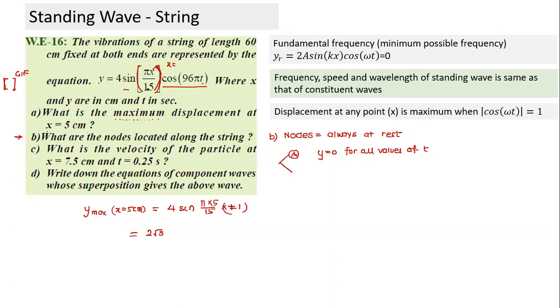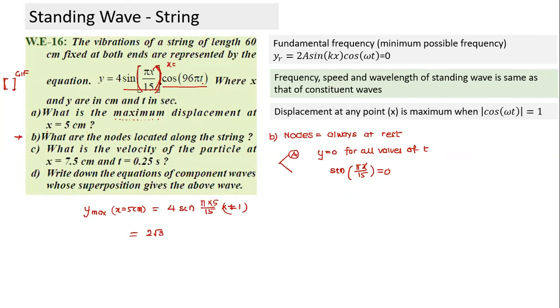The sine function has to be 0. So for it to remain, sine of pi x by 15 has to be 0. So all those values of x which satisfy this equation give you the position of nodes. Anish, is this understood? Yes, sir.